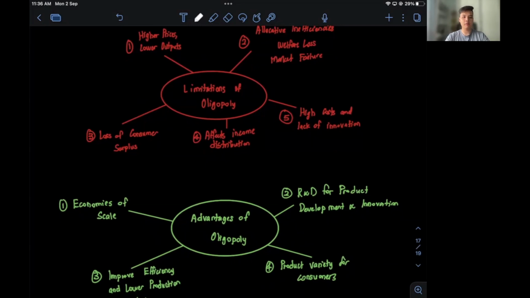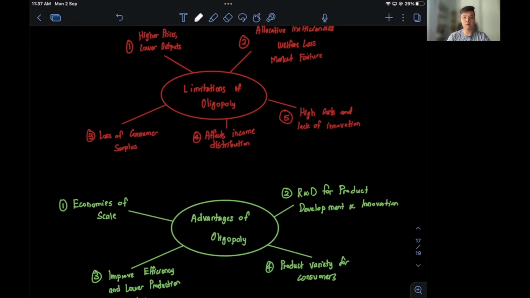Firstly, oligopolies could achieve economies of scale because of the larger size of oligopolistic firms. And in theory, this could lower prices, which benefits society and the consumer. Secondly, product development and innovation could also be pursued because of the capital from the oligopolistic firms' high abnormal profits.